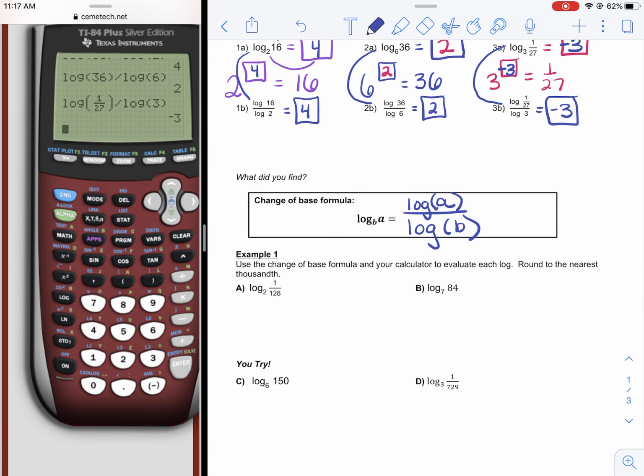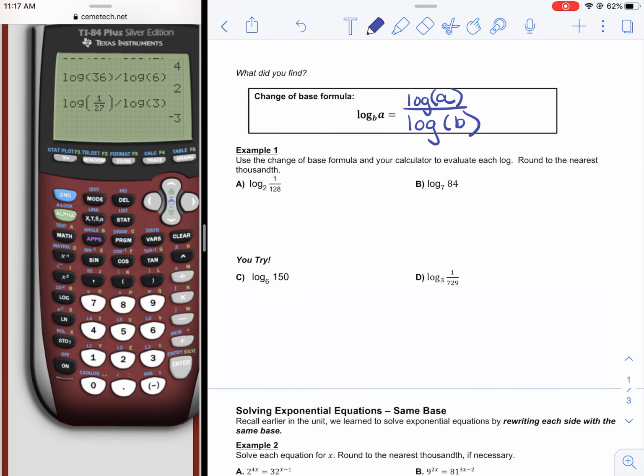Okay? And oftentimes when we use a calculator to do the change of base formula, your answer will be a decimal, because otherwise we could just do the log using mental math. So let's try some of these problems. The first example says use the change of base formula and your calculator to evaluate each log. Round to the nearest thousandth. So that's going to be 3 numbers past the decimal place.